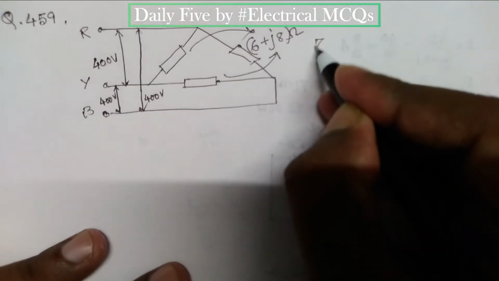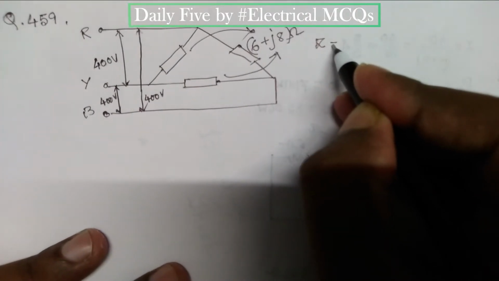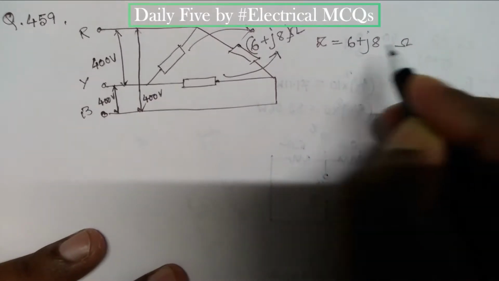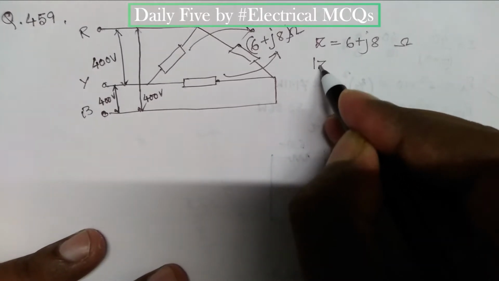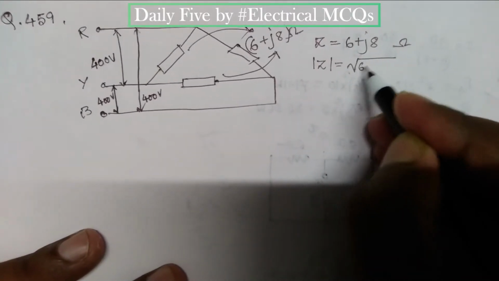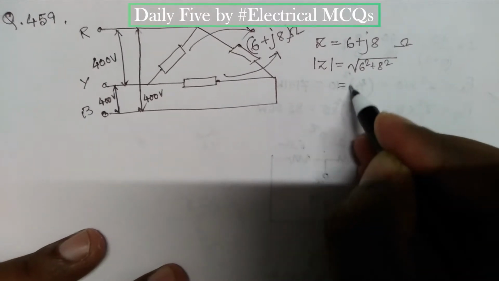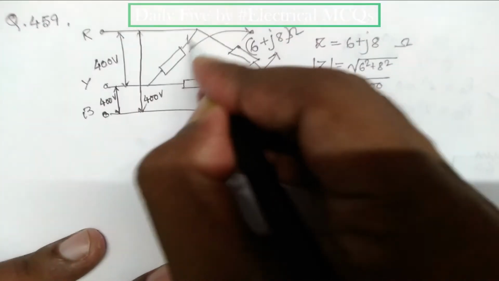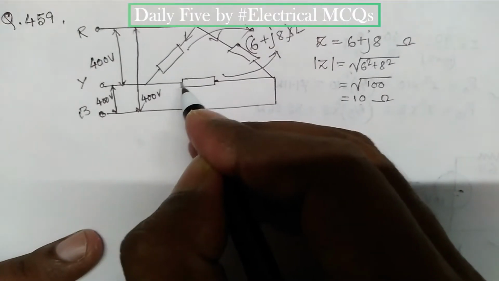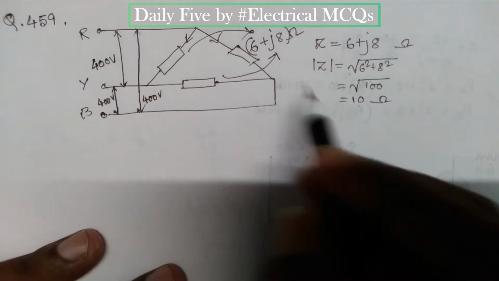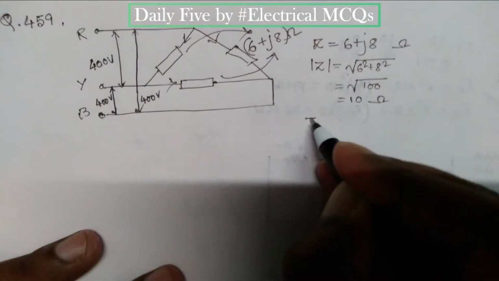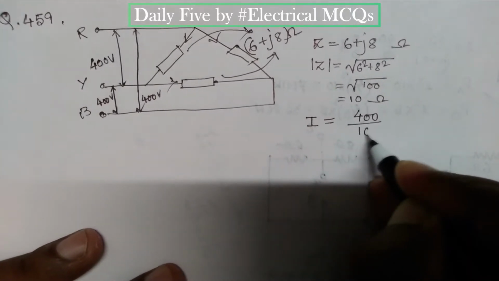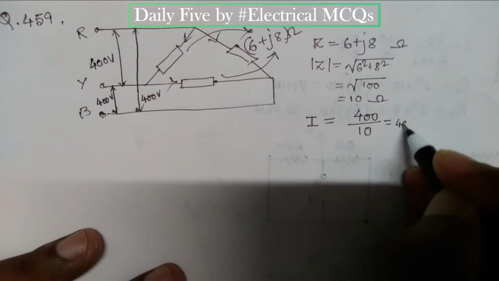Okay, so Z for each of the phases will be equal to 6 plus j8 ohms. That means the amplitude is equal to 10. So the current in each of the phases, I, will be equal to 400 by 10. That means 40 amperes.